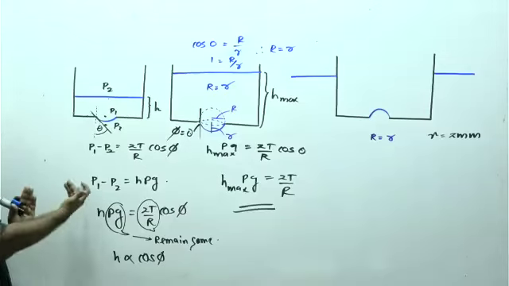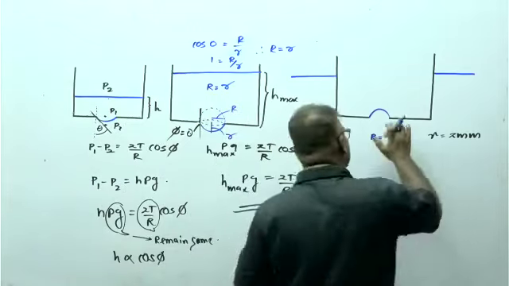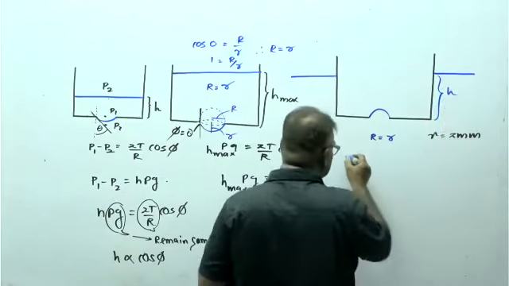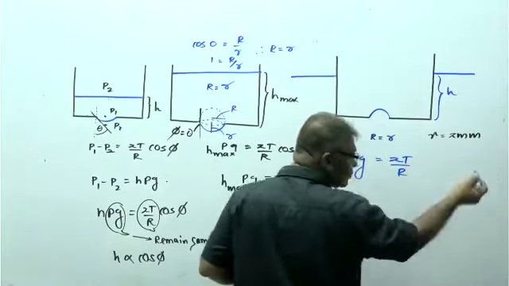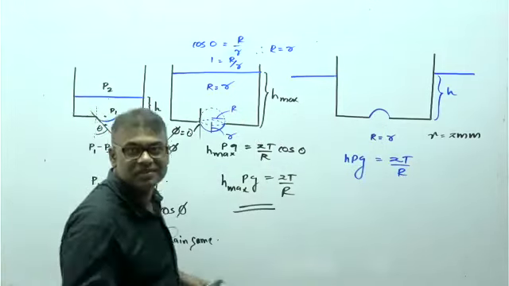Applications. How to apply the basic theorems to the calculations. Here also r equals R. Then the height is h rho g equals just 2T over r. This is the substitution. Right?